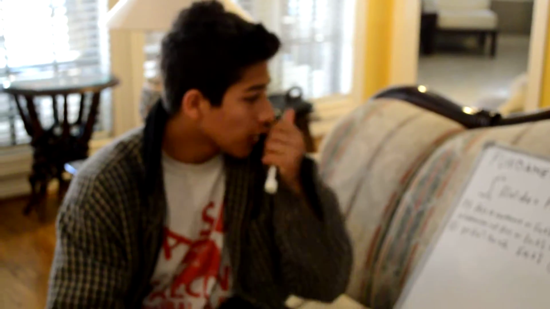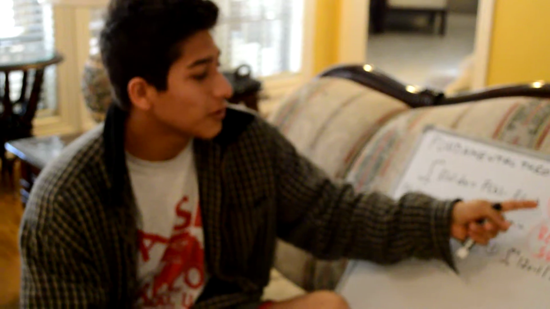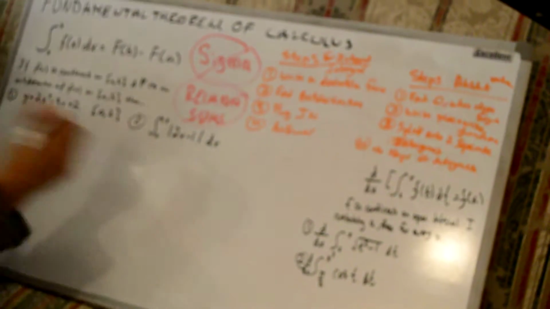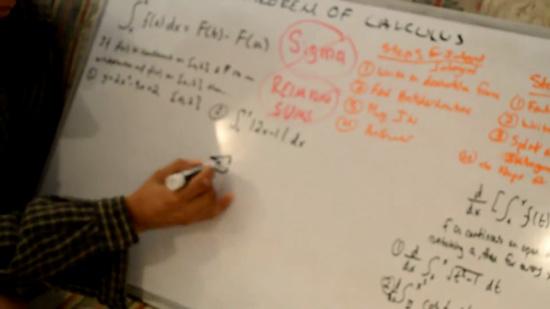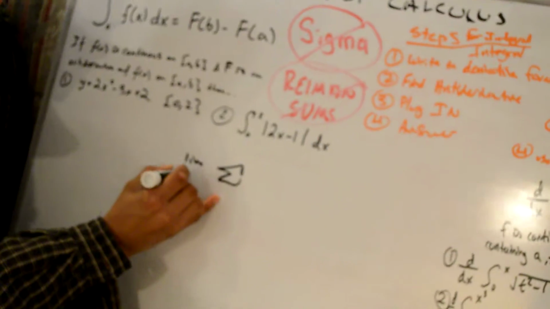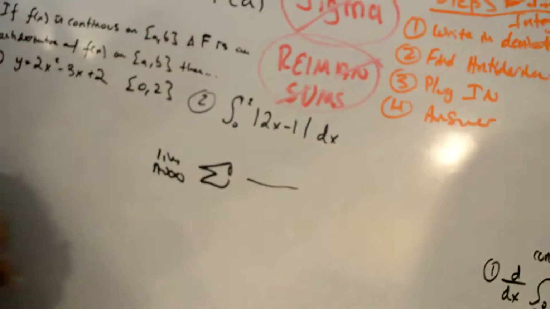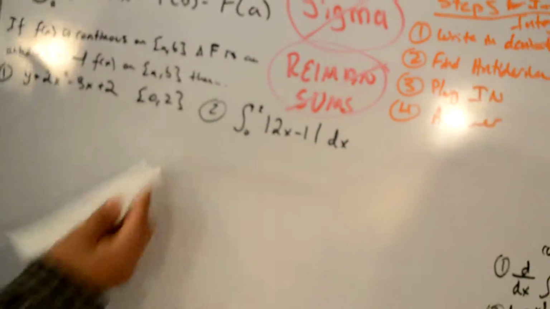Alright, so today we're going to be learning the fundamental theorem of calculus. The good thing about this fundamental theorem of calculus is we're not going to have to do sigma and Riemann sums anymore. Remember on the previous test when we had to write our whole Riemann sum, the limit as n approaches infinity of whatever? Now we're not going to have to do that anymore. Now it's going to be so much simpler and so much easier, right?